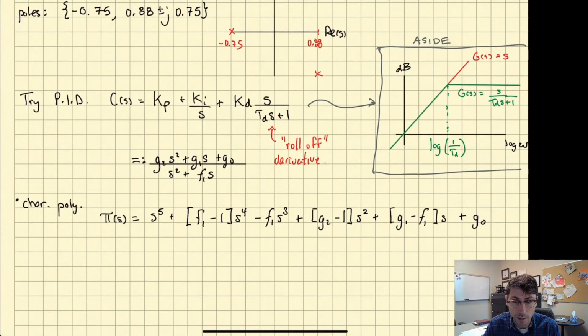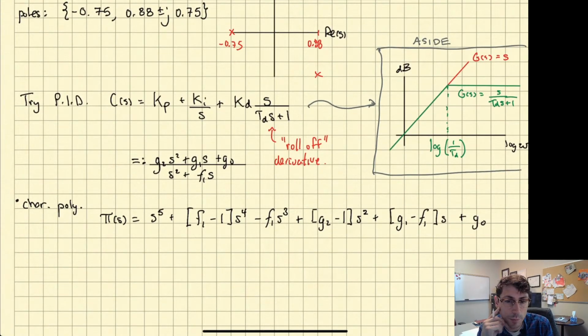Okay, so here's our characteristic polynomial. So remember, the only spec here is stability. So what I need to do now is pick the gains, the g's and the f's, so that this polynomial has all of its roots with negative real part, right? And once I pick the f's and the g's, I can go back and translate them into proportional gain, integral gain, derivative gain, and this tau d parameter. But we have a problem here. Look at this polynomial.